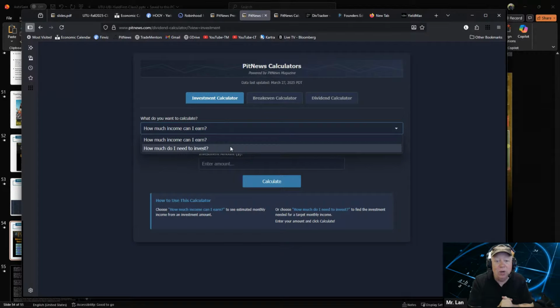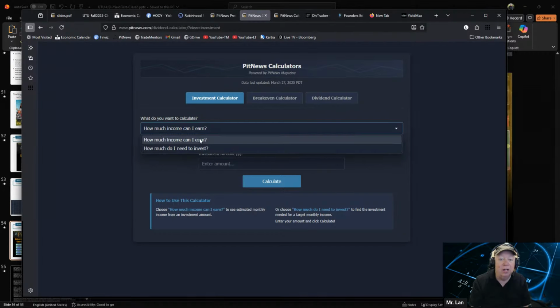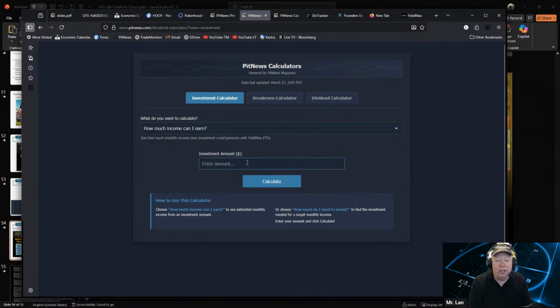How much do I need to invest to become independently wealthy? You can look at it either way. Let's start with the simpler one: how much income can I earn? Because you can kind of derive the independently wealthy side if you just look at this one, right? So we're going to put in $10,000, and we're going to say calculate.